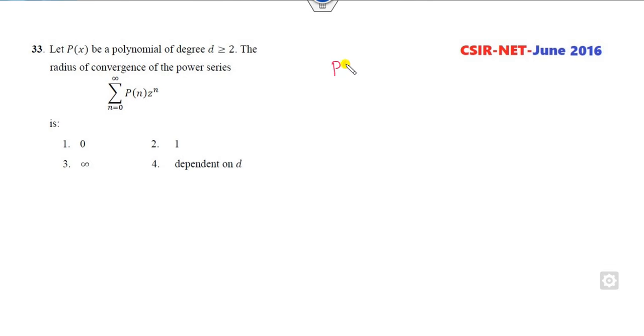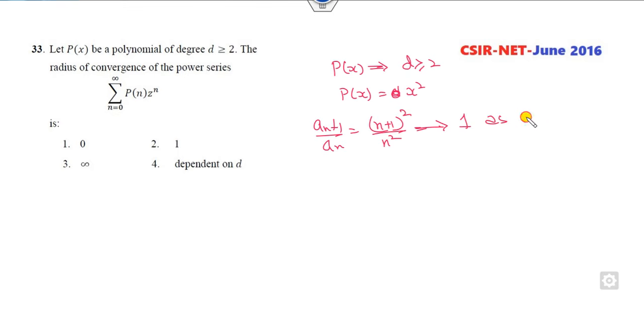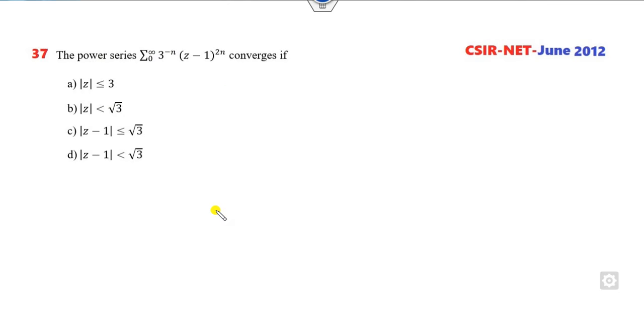Okay, p is my polynomial of degree greater than or equal to 2. I can simply consider my polynomial as x square. Then the radius of convergence of this: a n plus 1 over a n, n plus 1 square over n square, which goes to 1 as n approaches infinity. 1 is the right answer. The power series converges for here. Okay, so firstly the center is my 1, so the first two options are cancelled out, whether it's equality or not. That's a major question.